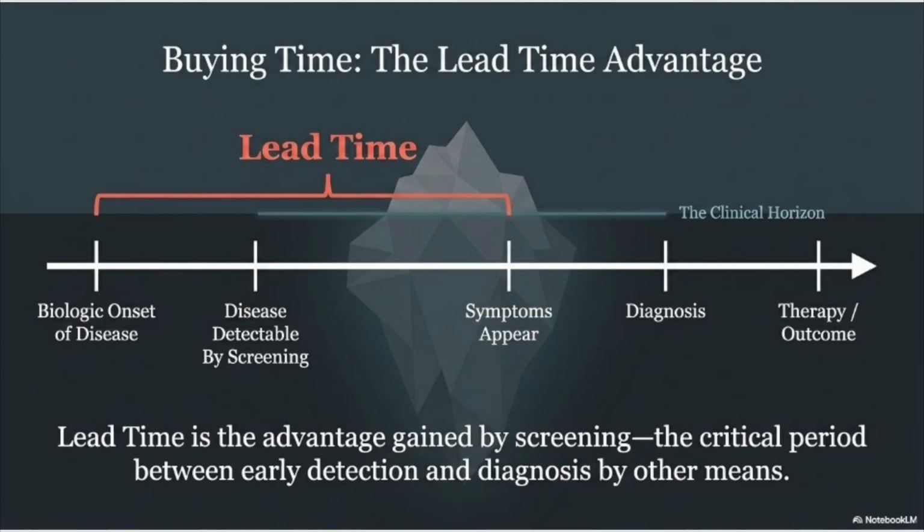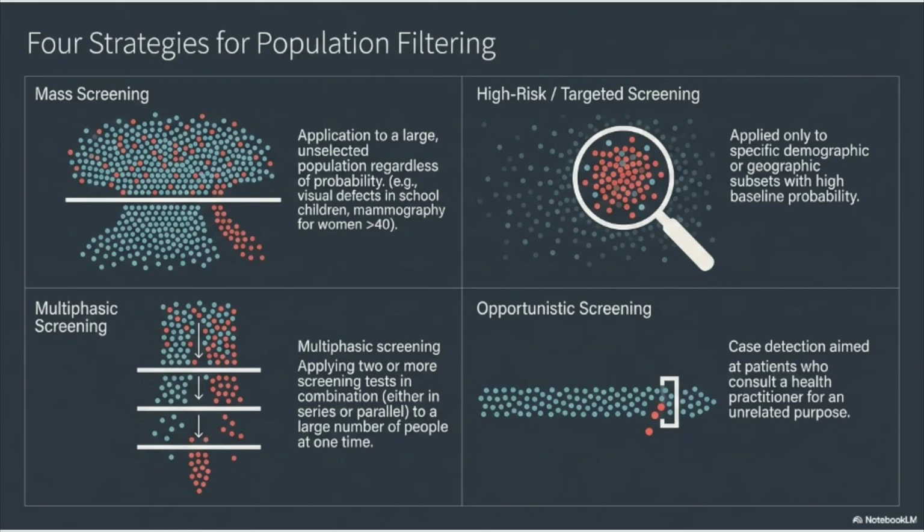This lead time is extremely valuable because it provides an opportunity to intervene before irreversible complications develop. For example, detecting cervical cancer during its precancerous stage or identifying hypertension before it causes stroke can dramatically improve patient outcomes. Therefore, one of the major goals of screening is to gain this lead time advantage and improve prognosis through early intervention. Let us now look at the different types of screening.